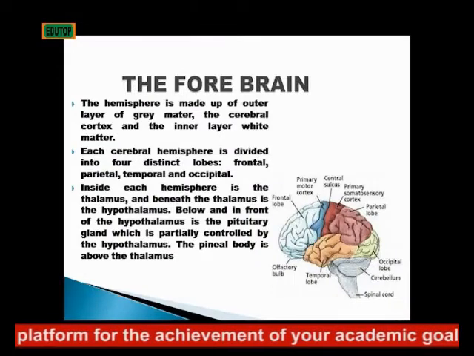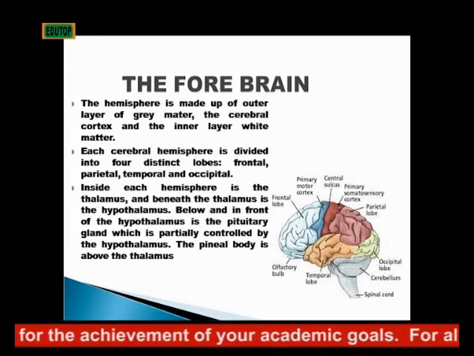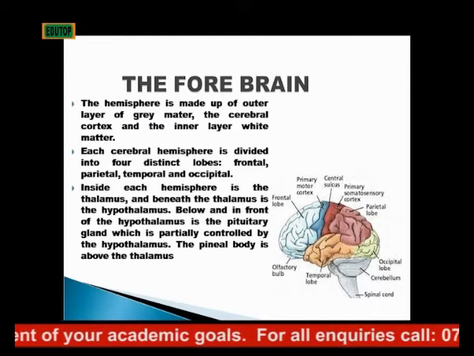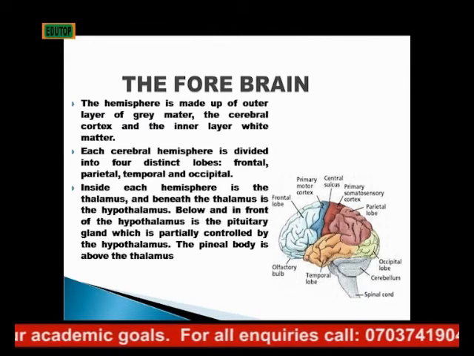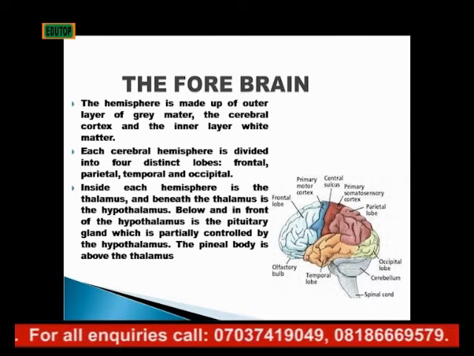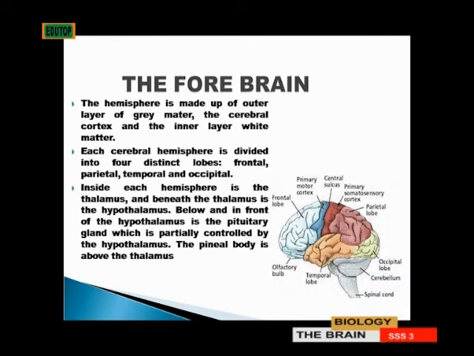Now, the hemisphere is made up of the outer layer of gray matter, the cerebral cortex, and the inner layer of white matter. Each cerebral hemisphere is divided into 4 distinct lobes, which are the frontal, the parietal, the temporal, and the occipital. The frontal, the parietal, the temporal, and the occipital lobe.